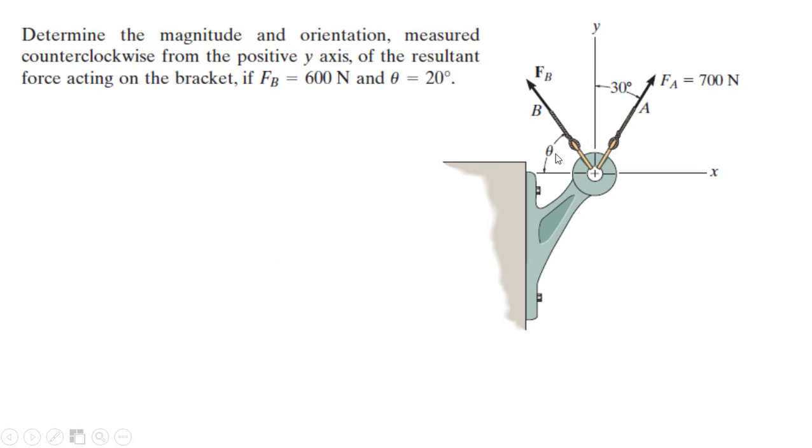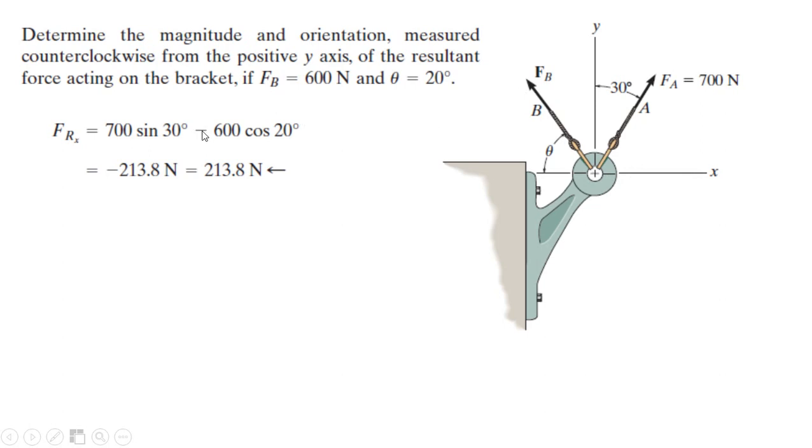So what we're going to start with is summing up in the x direction. In the x direction, I have FA here. If I think about the triangle going right along here, the horizontal component is opposite of the 30, so I'm going to use sine 30. It'll be 700 sine 30, and that's positive because it's going to the right, where x is positive.